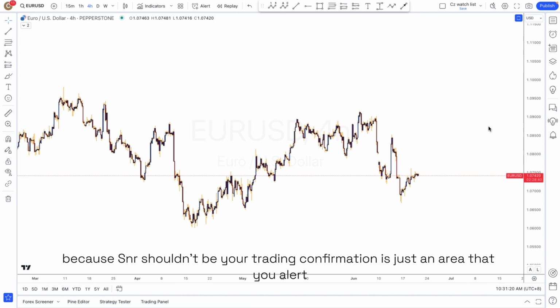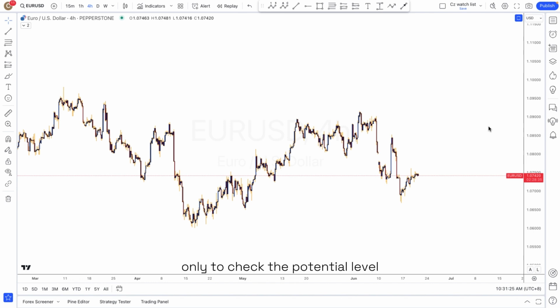SNR is just an area that you alert only to check the potential level, such as the breakout, reversal, your TP point, or even your stop loss. And SNR is not just based on a single price that you can define. It should be a zone level that you should alert. So now I will show you how I draw the SNR in the 4-hour time frame.